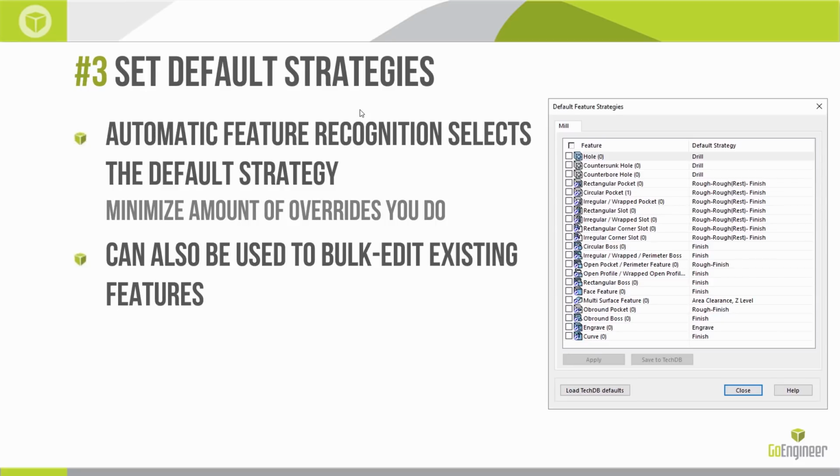So when I run feature recognition, SOLIDWORKS CAM is going to look at the faces of the model and identify 2.5-axis machinable features. And when it finds those features, it's going to assign a default strategy. Now we can override those defaults, and we can also use this default strategies window to bulk edit existing features. So let's jump in.